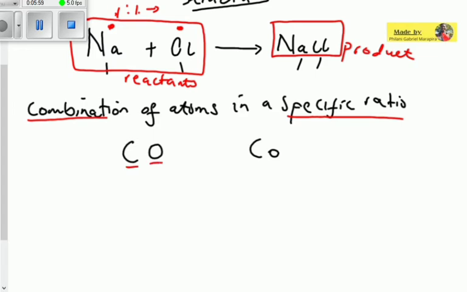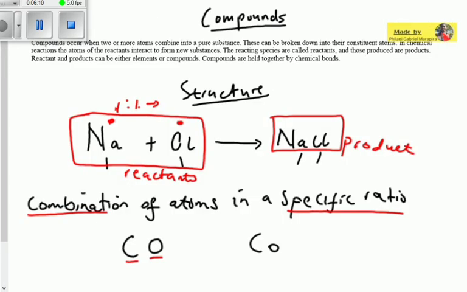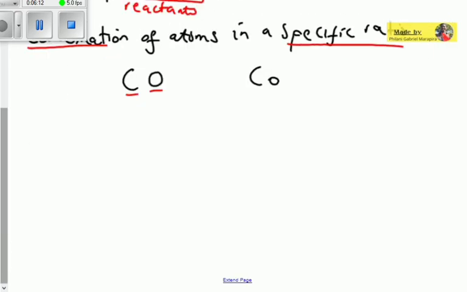So here, this compound is a combination of carbon and oxygen. We can observe that from the periodic table. You can see this is carbon over here, this is oxygen over here. So it's a combination of carbon and oxygen to form carbon monoxide. So this is called carbon monoxide. So this carbon monoxide is formed of carbon and oxygen.